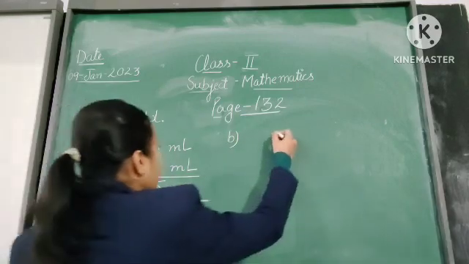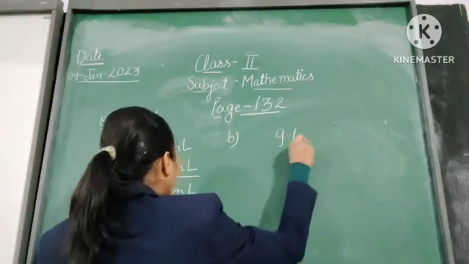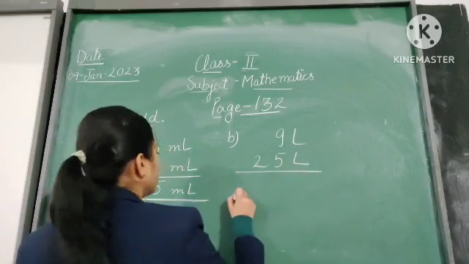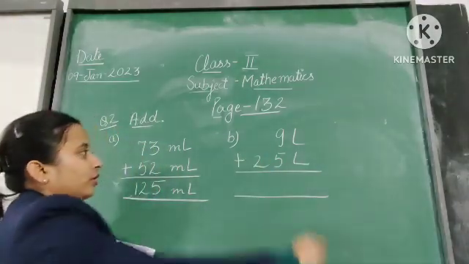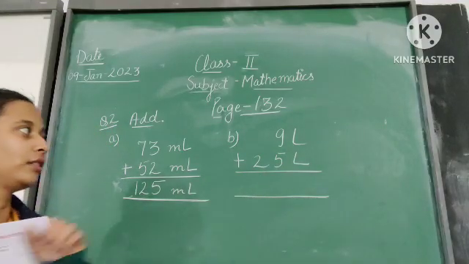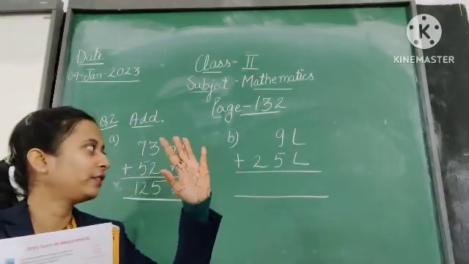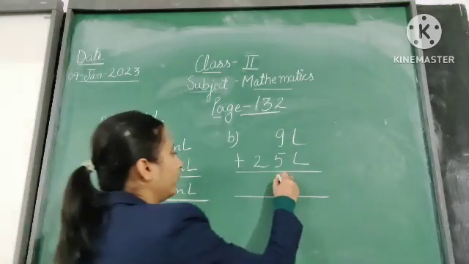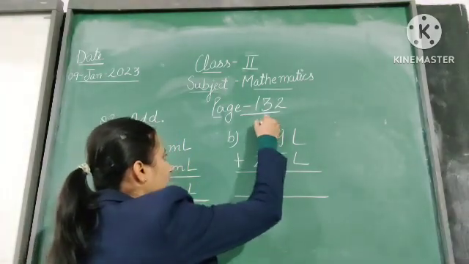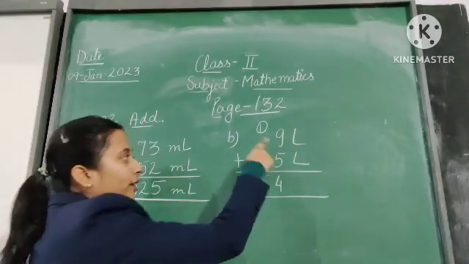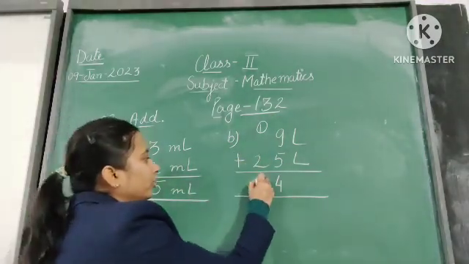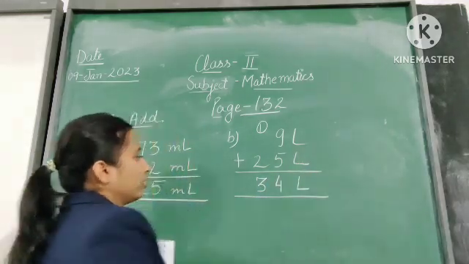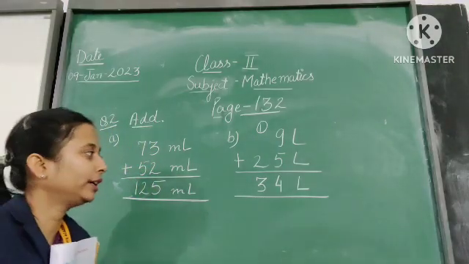Next, part B. We are supposed to add 9 liter and 25 liter. 9 plus 5 will be 10, 11, 12, 13 and 14. So we write 4 here and 1 will be carried forward. Then 1 plus 2 will be 3, and we will write the unit as well, liters. So the answer we got is 34 liters.